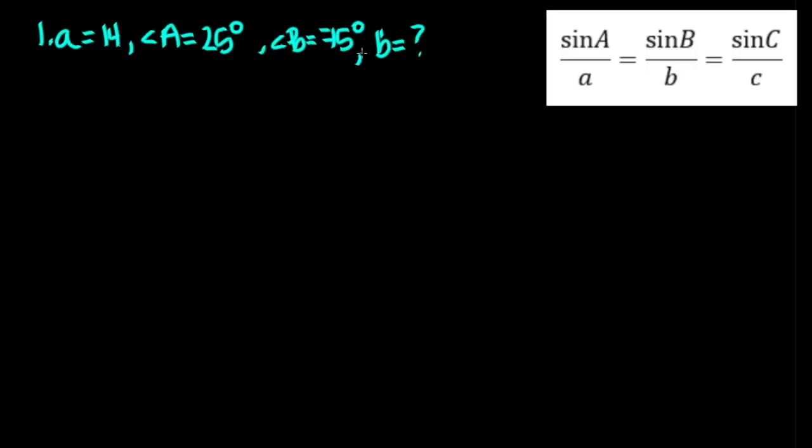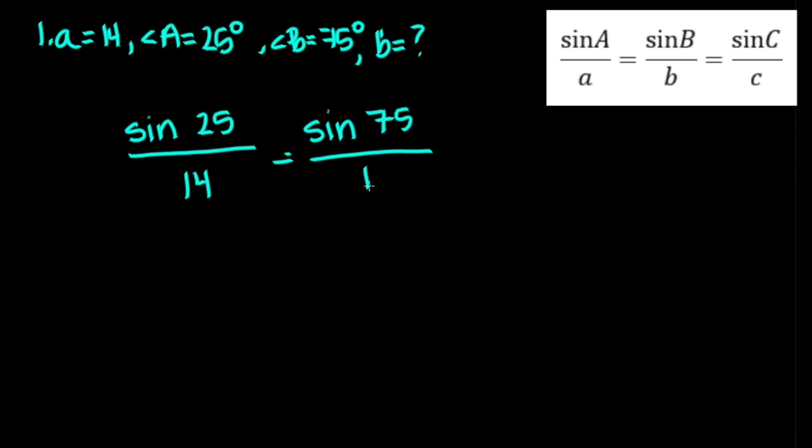So in this problem, we need to find the length of B. All that we need to do is plug in our known values into the equation. So it's going to say that the sine of A, which is 25, divided by A, which is 14, is going to equal the sine of our B, which is 75, divided by B.